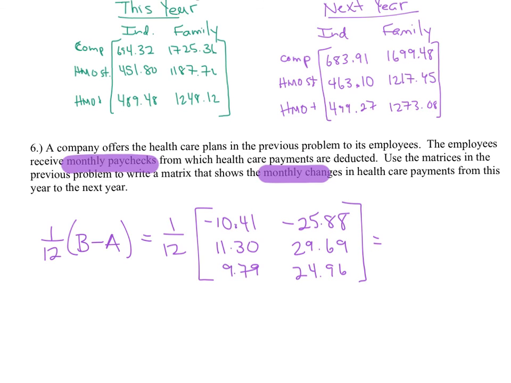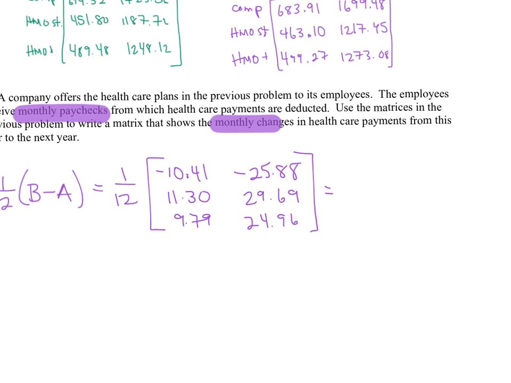And now we're just going to simply multiply all of those numbers by 1/12. In your calculator, you can go ahead and just take negative 10.41 divided by 12. It's just in notation that we don't divide by on paper. So in your calculator, you're just going to do the division. So there's a difference in a paycheck. You actually get less money taken out next year for the comprehensive plan.